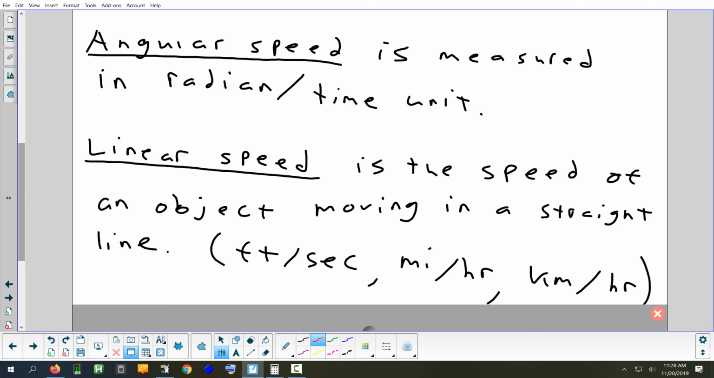Just like most people in here probably aren't that familiar with kilometers per hour. So if I said like 100 kilometers an hour, I mean, is that really fast? Is that kind of fast? What is that?